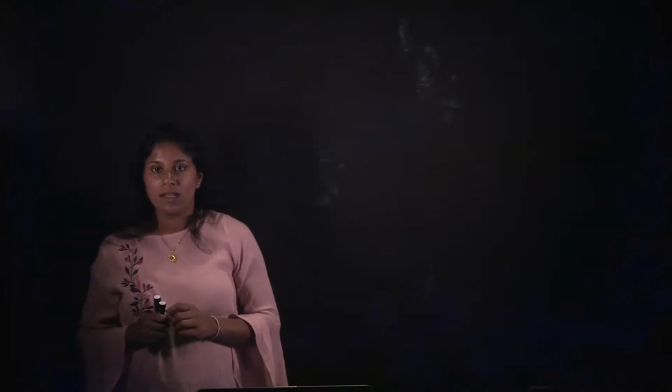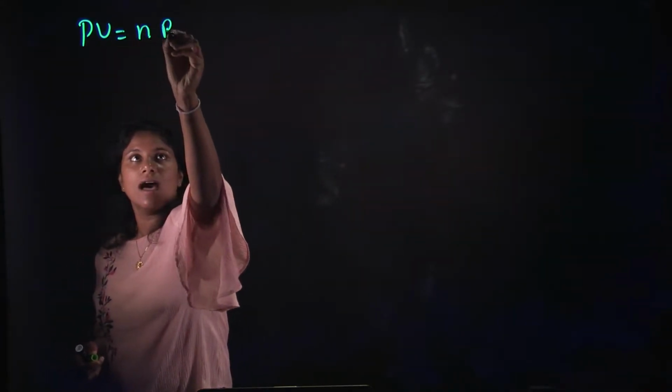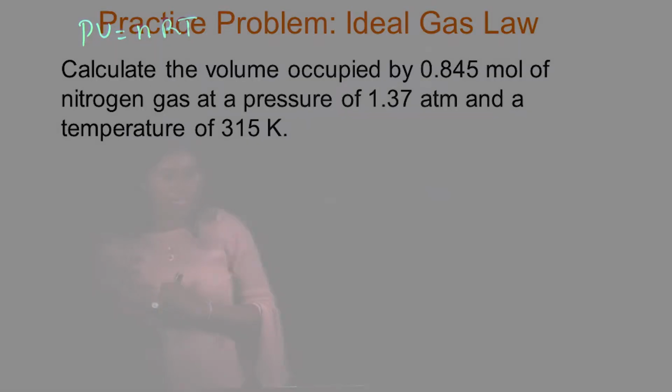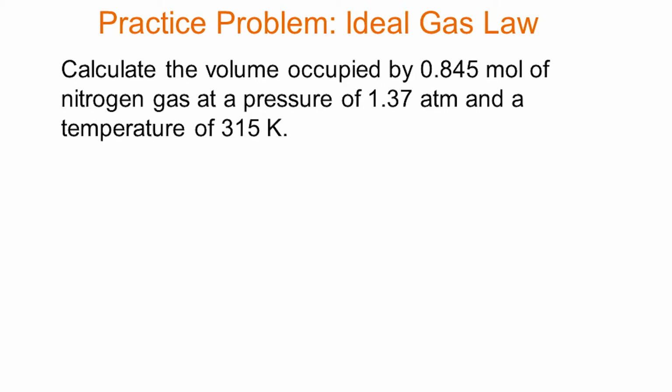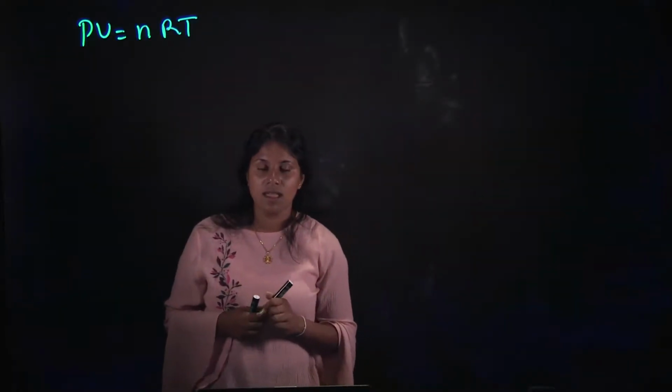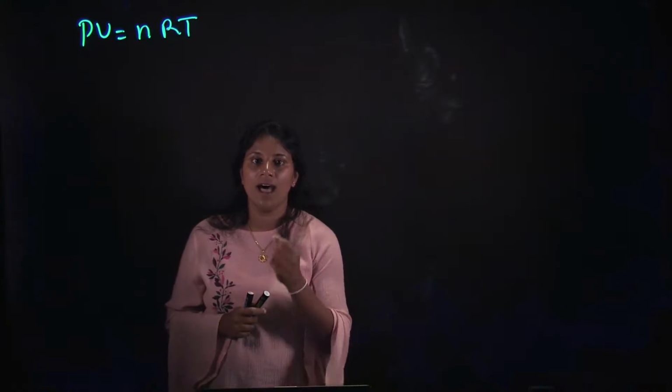Let's see a calculation using Avogadro's law. What is Avogadro's law? It is PV equals nRT. So let's look at the question. Calculate the volume occupied by 0.845 mole of nitrogen gas at a pressure of 1.37 atm and a temperature of 315 Kelvin. What information have they given? n is given, P is given, T is given. Another piece of information is missing, right? What is that? R, the gas constant.